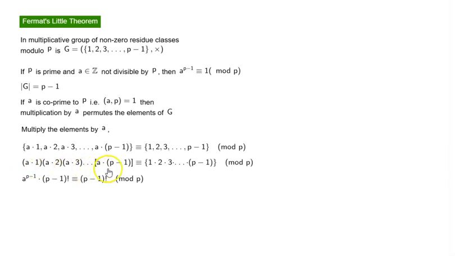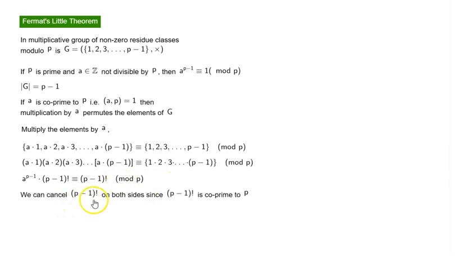Now, how many A's are there? There are P minus 1 A's. So that means A to the power of P minus 1. Now, when we say 1, 2, 3 and so on up to P minus 1 being multiplied, it is equal to P minus 1 factorial, which is congruent to P minus 1 factorial mod P.